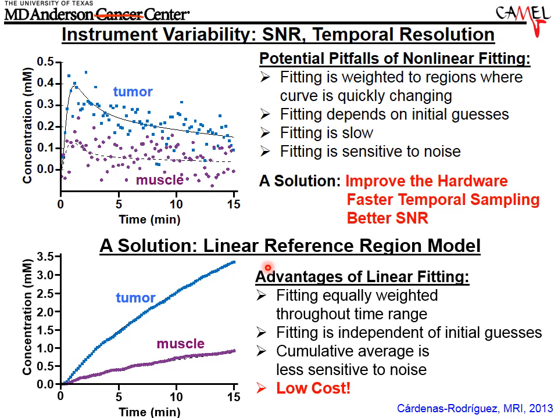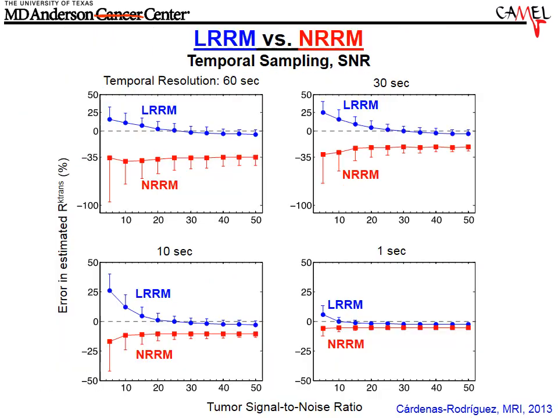We essentially took the nonlinear equations, determined how to linearize the equations, and you can see that if we make a cumulative average of the data in a certain way, it is nearly a straight line, and we can easily fit a straight line to this data. So equally weighted data, independent of initial guess. This is just like fitting a straight line to a graph. So very low cost, no new hardware is needed. Does this work? Well, yes.